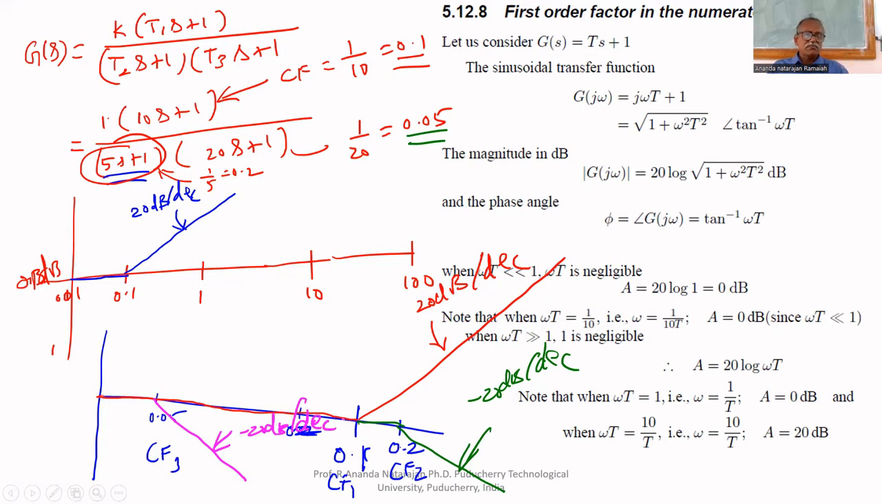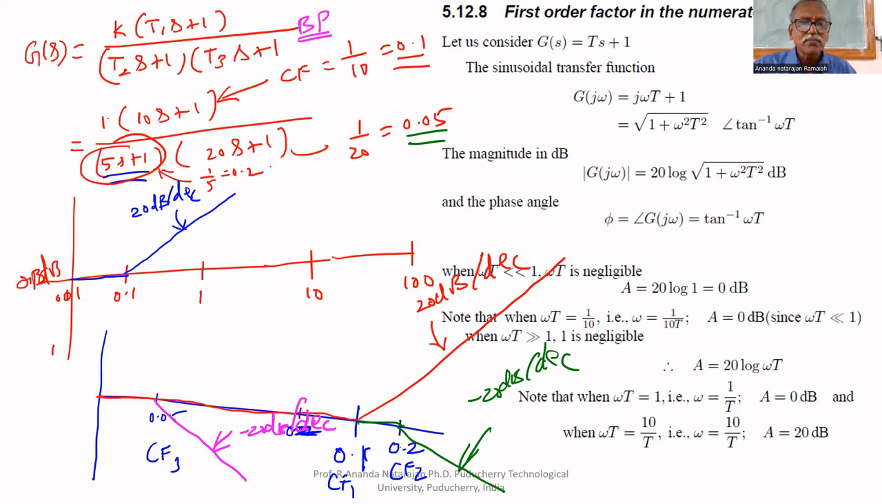Three plots I got. Four plots actually. K equal to 1, that's why it is 0 dB always. If you add all these plots together, you will get the Bode plot for this. You have to add all these together.